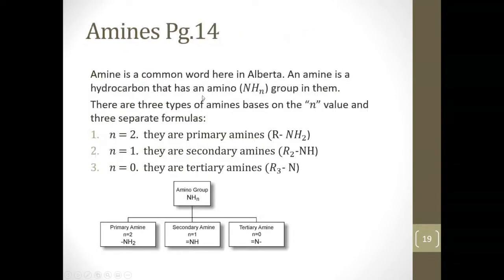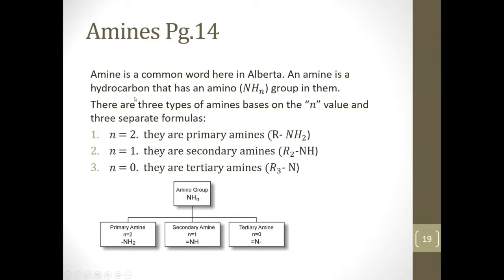Okay, the last family here is the amines. Amines are a little bit more complicated because we look at three different types of amines. The general configuration is the same with little distinctions that set them apart. We use the word amine a lot in Alberta. It's used a lot in the oil and gas industry. You'll learn more about it today if you haven't learned anything about it or why it's so popular.